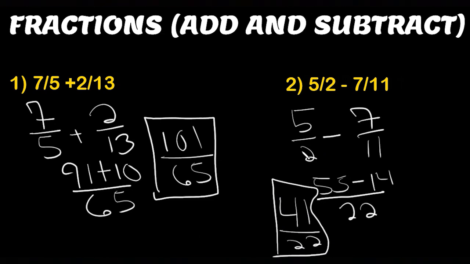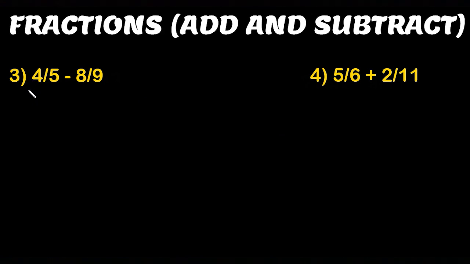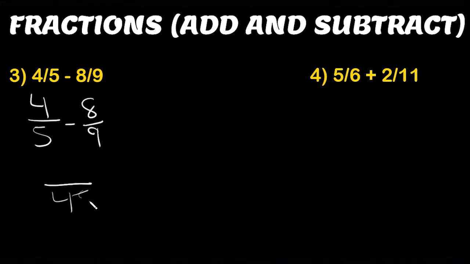All right, so we're done there. All right, let's go ahead and look at some more problems here. So here are some more problems. I have 4 over 5 and then minus 8 over 9. So again, same thing. Let's multiply right across here. We're going to do 5 times 9 and we're going to get 45 here. So we put 45 right here.